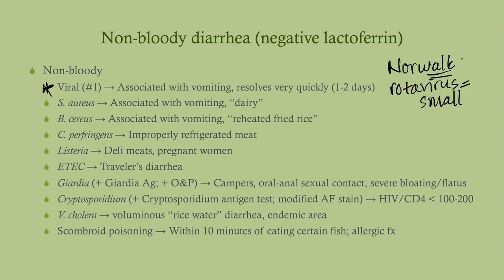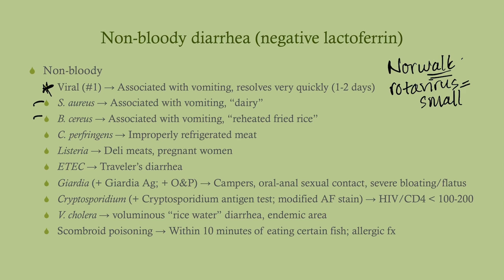Okay, Staph aureus is associated with vomiting and dairy products. B. cereus is associated with vomiting and reheated fried rice. Now, that's the classic vignette, but that's not the only way it can happen. Staph aureus and B. cereus are very, very fast. Comes on fast, goes away fast. We're talking 1 or 2 days. So often these patients don't even make it to the doctor and they're already recovered.